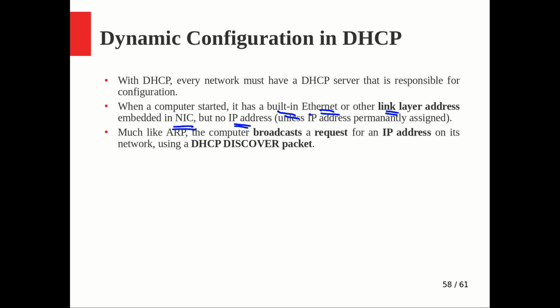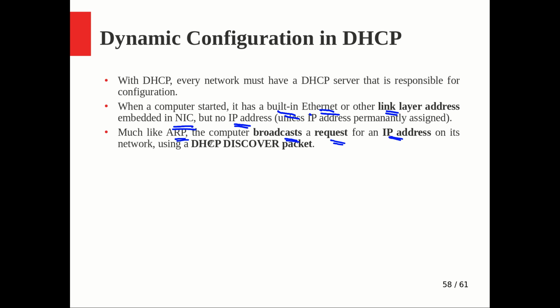So much like address resolution protocol ARP, the computer broadcasts. This broadcasting is happening in ARP, reverse ARP, bootp, DHCP, everywhere. But the difference is in ARP and reverse ARP, this broadcasting is done in the data link layer, but in bootp and DHCP it is done in the network layer, a higher layer. So the request will be broadcast for an IP address. Why is it for an IP address? Because it's happening in the network layer, right?